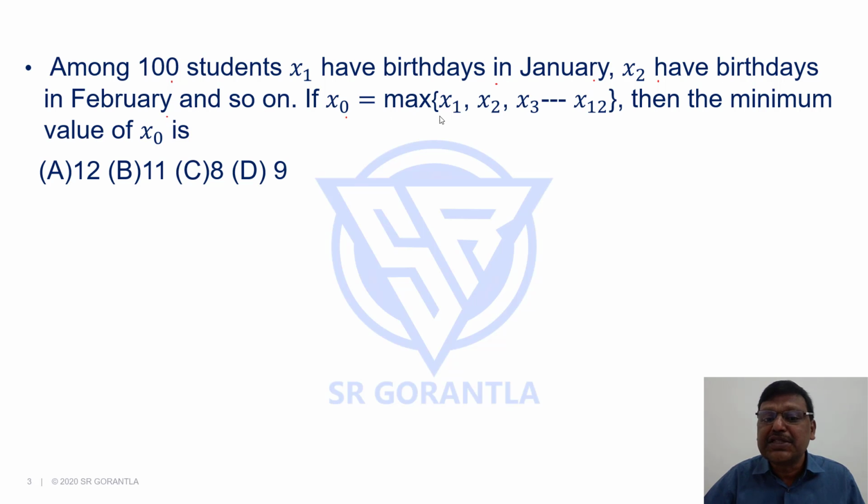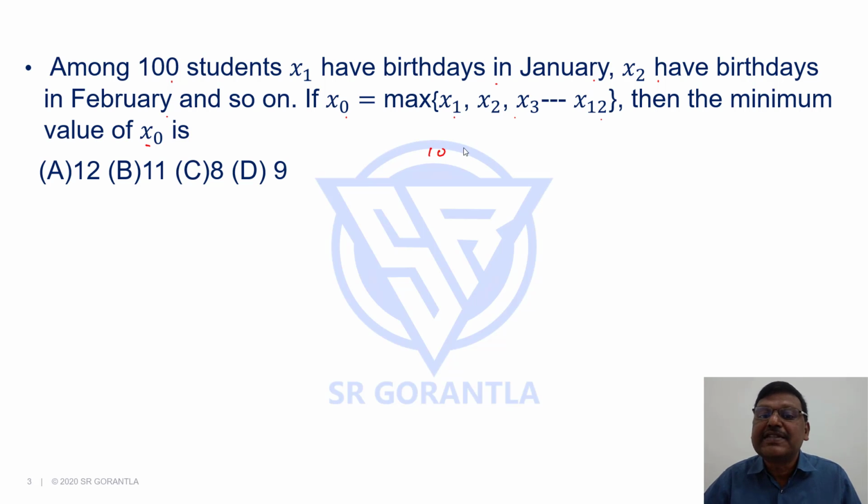If X0 is the maximum value of X1, X2, X3 up to X12, in other words, it is the maximum of the 12 months, then the minimum value of X0 is, see, X0 is the maximum of the 12 months, the highest of the 12 months. That highest value can be minimum how much? Interesting question. Let me explain this with an example.